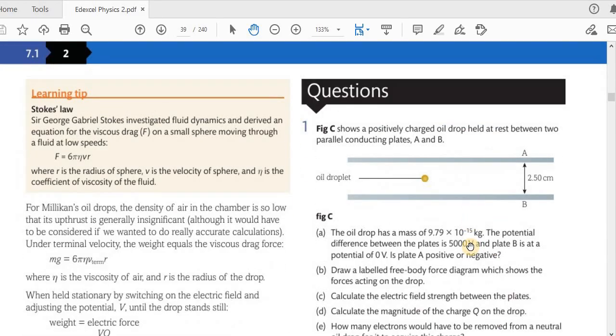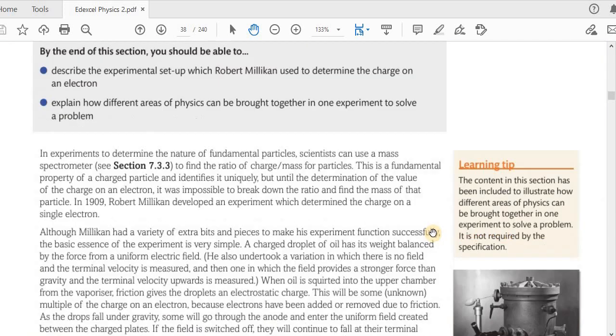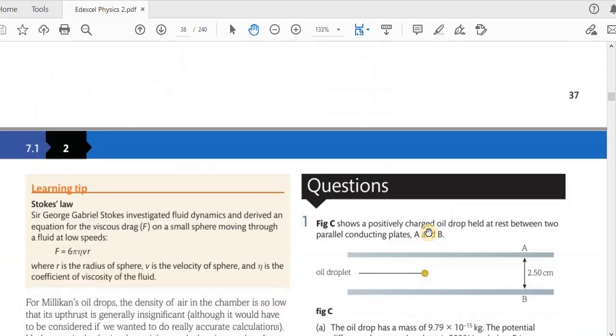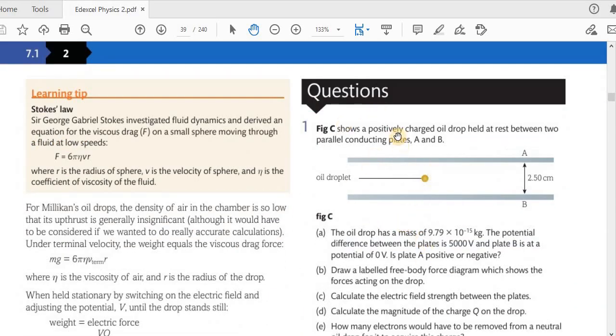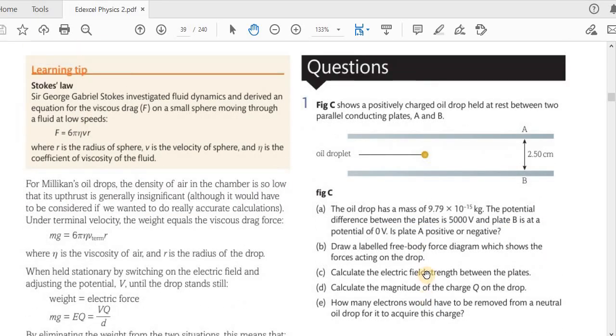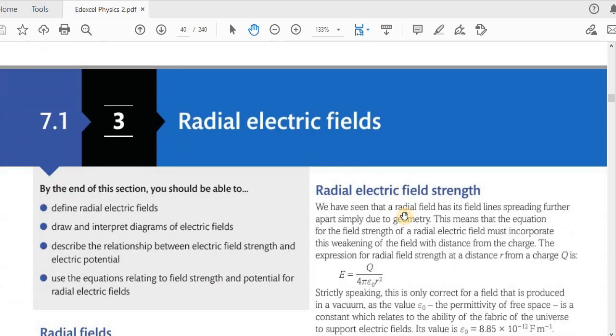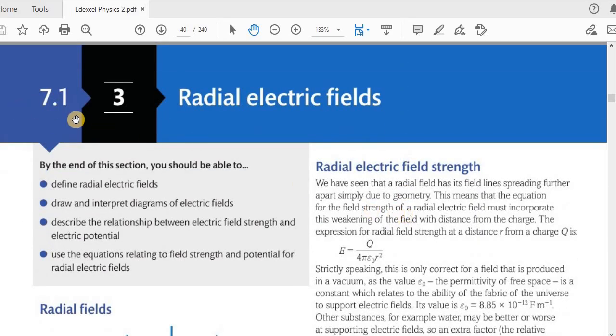So that's the end of that subchapter, chapter 7.1 part 2, which was about Millikan's oil drop experiment. Now make sure you answer all these questions here and check the answers in the answer sheet. The questions here are based on what you learned here. In the next lesson we will learn about radial electric fields, which is chapter 7.1 part 3.